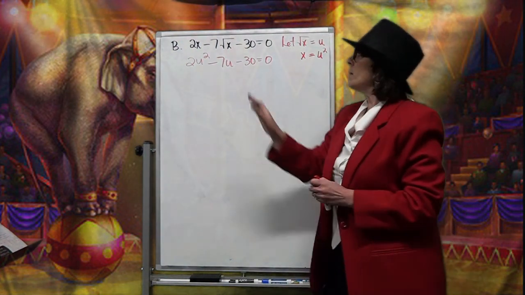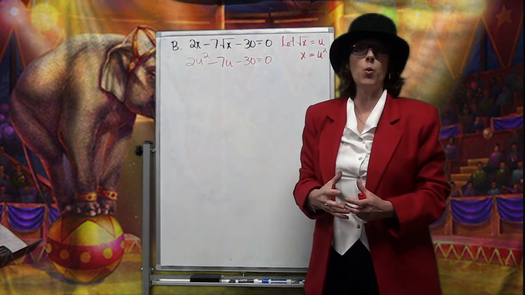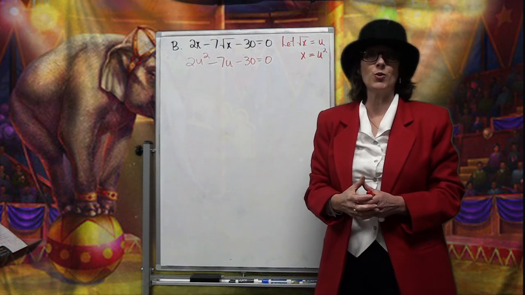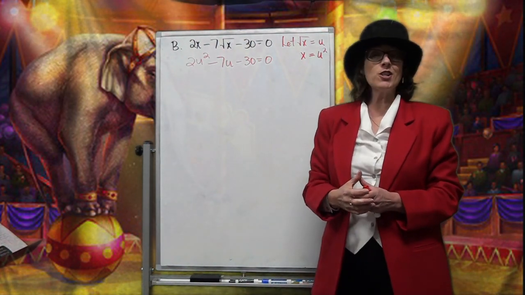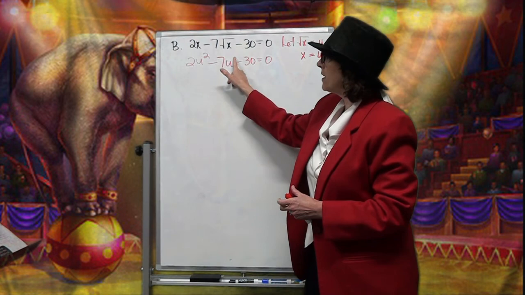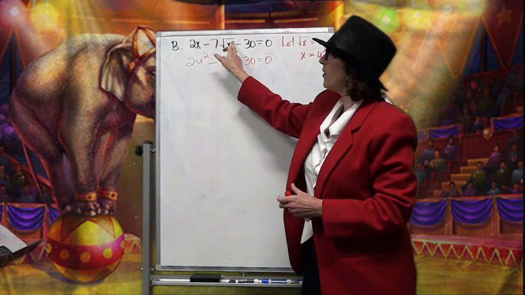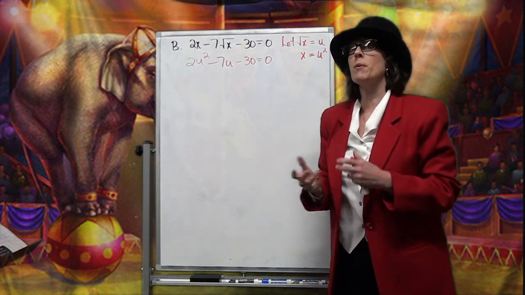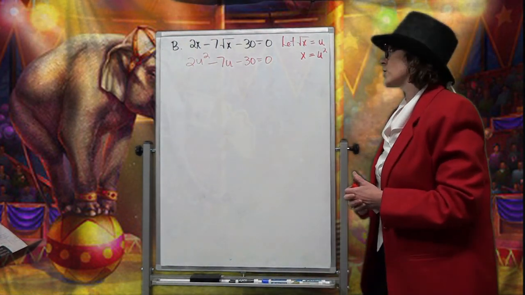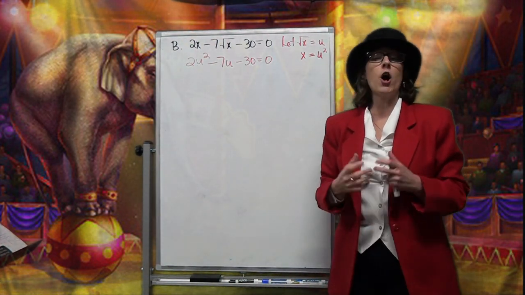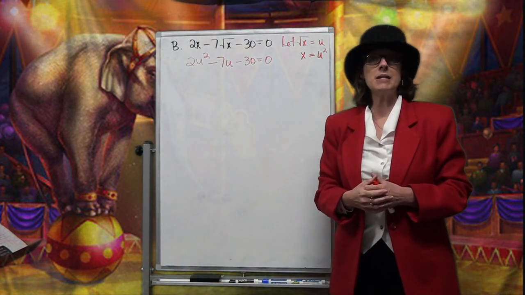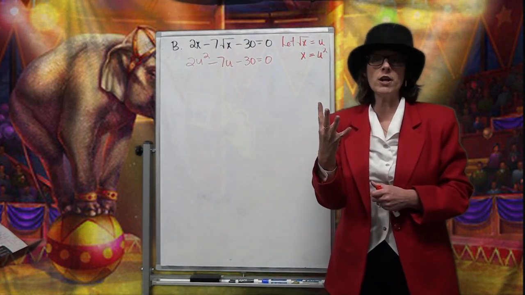And see, that's what makes this quadratic in form, because I can turn it into an honest-to-goodness quadratic. An honest-to-goodness quadratic will have a first power, and you double that to get this one. If I double this exponent, I will get an x to the first. So now that I've turned it into an honest-to-goodness quadratic, I'm going to solve it by any of those 4 quadratic methods.